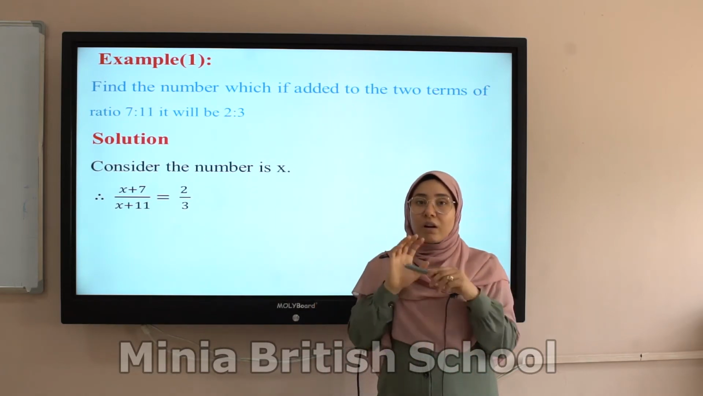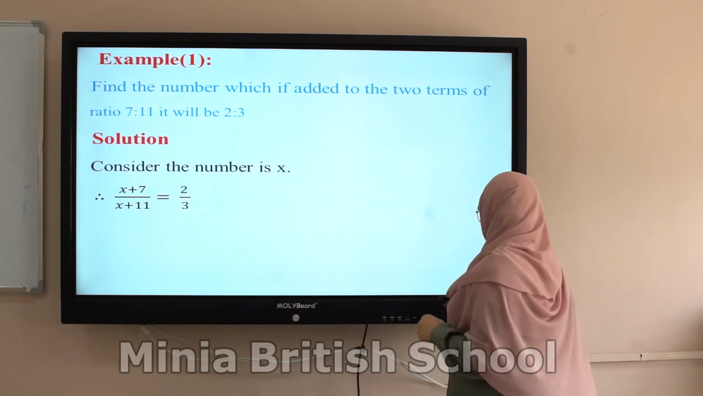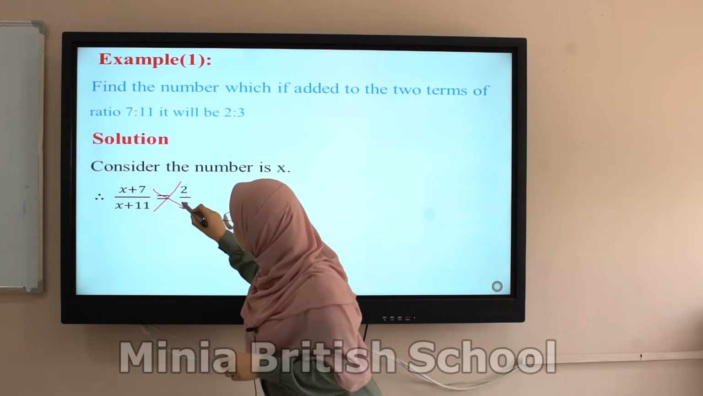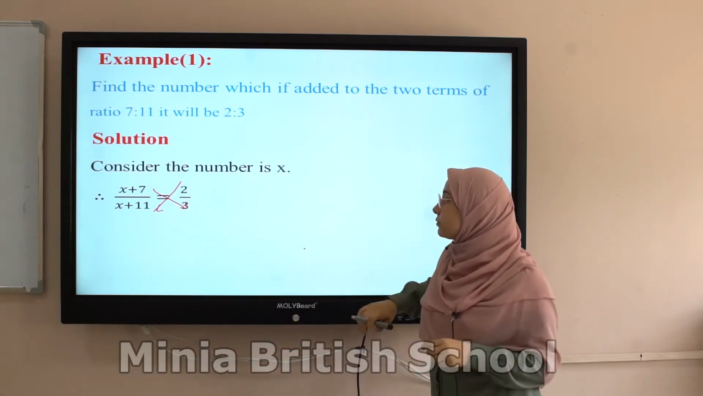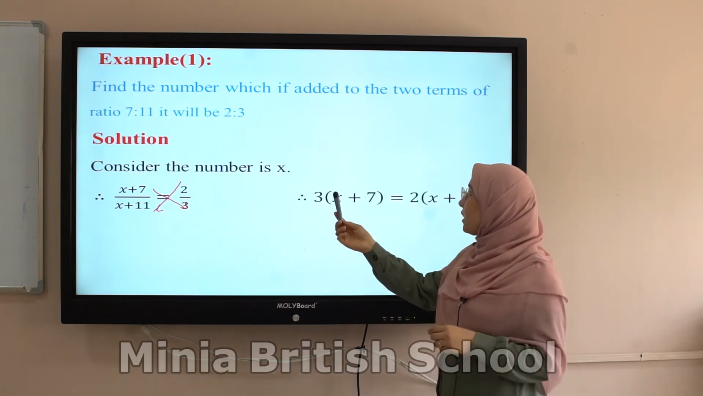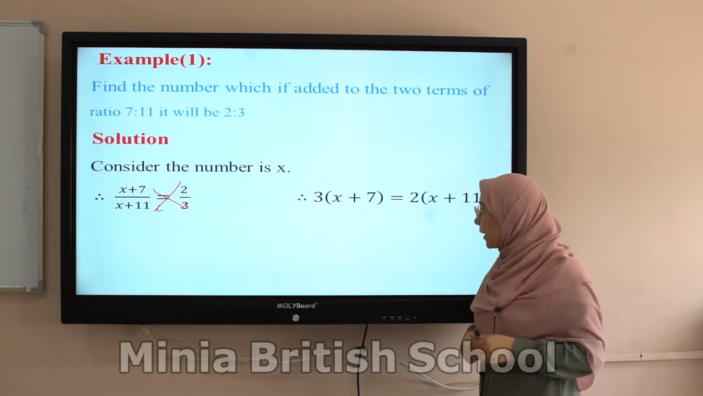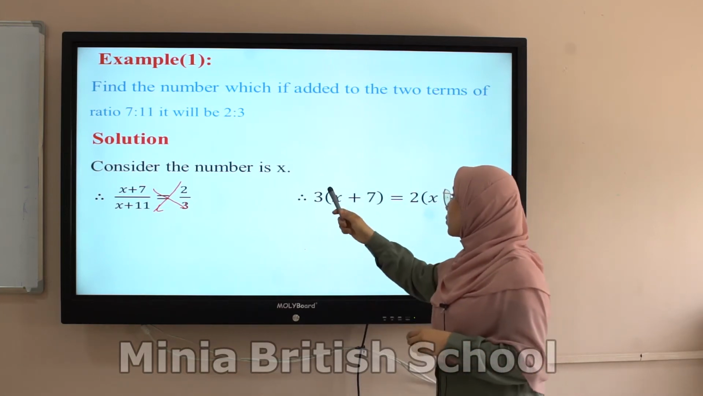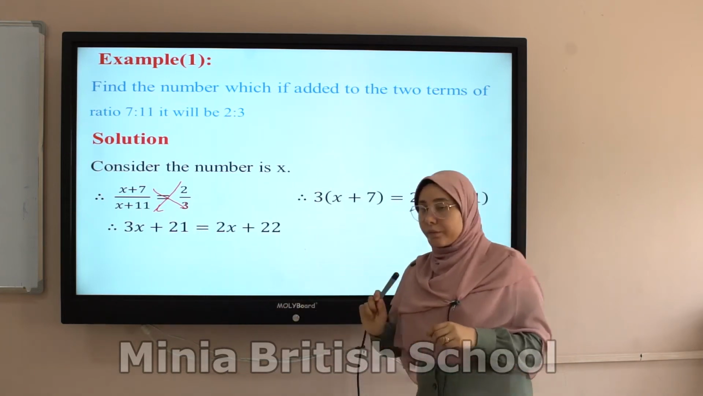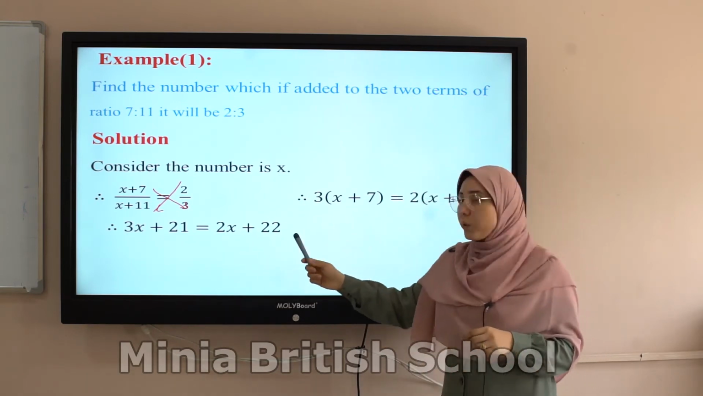Now I need to simplify it. We can make a cross multiplication like this. So 3 times x plus 7 equals 2 times x plus 11. Now 3 times x plus 3 times 7 equals 3x plus 21, equals 2 times x plus 2 times 11, which is 2x plus 22.